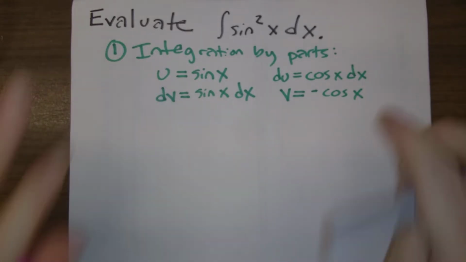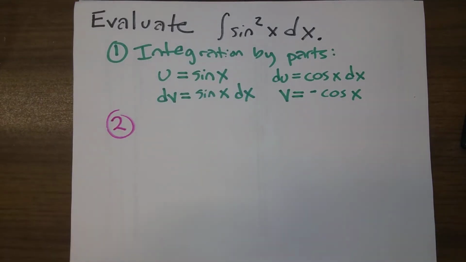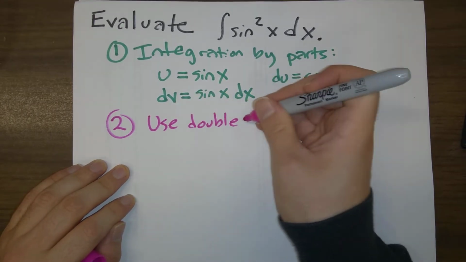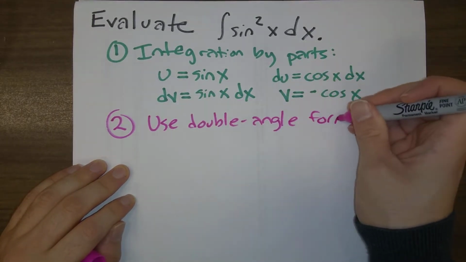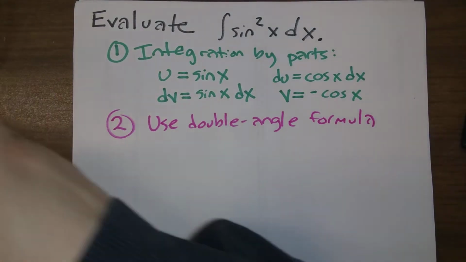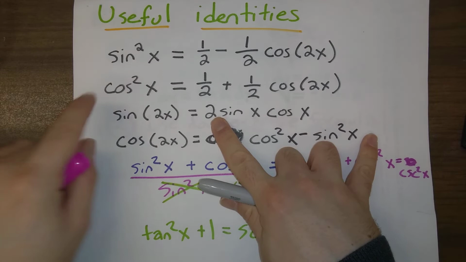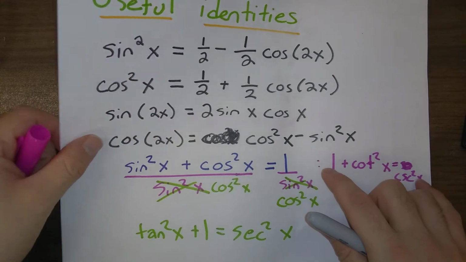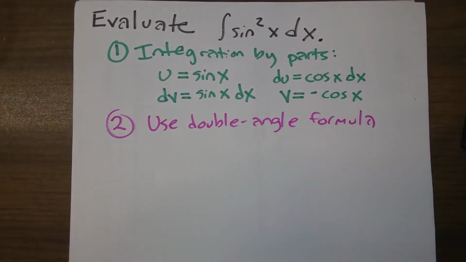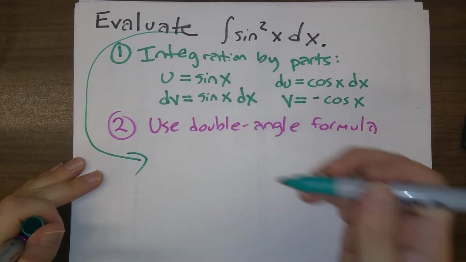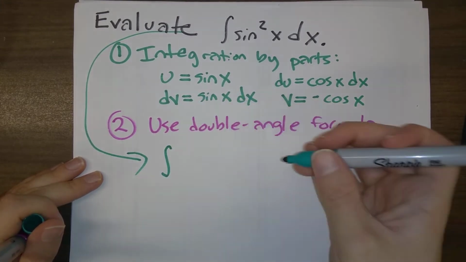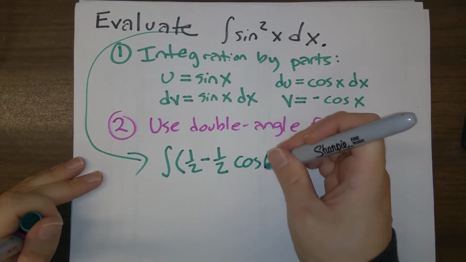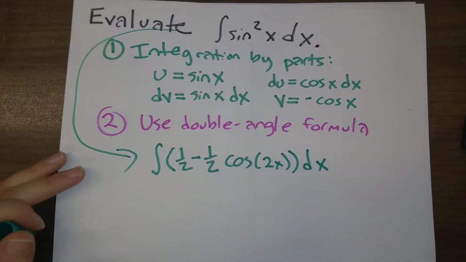So now I just did one where I didn't carry it through. To actually carry through, we can use the double angle formula. Okay, so let's bring back this sheet from earlier. This says that we can rewrite sine squared x as 1/2 minus 1/2 cosine of 2x. So let's do that. We'd end up with the antiderivative of 1/2 minus 1/2 cosine of 2x dx.